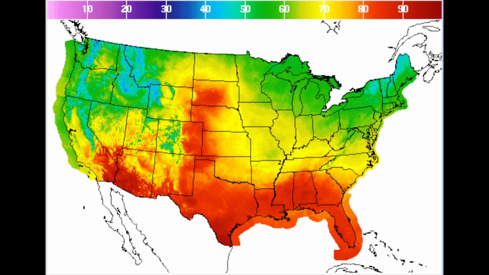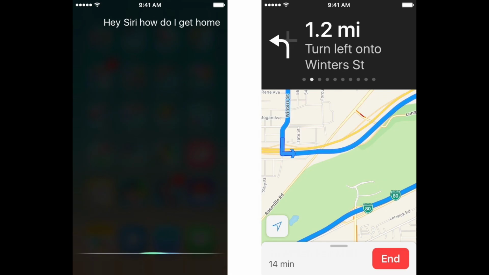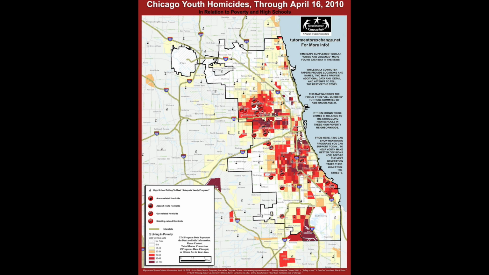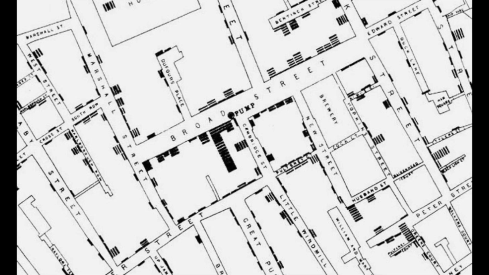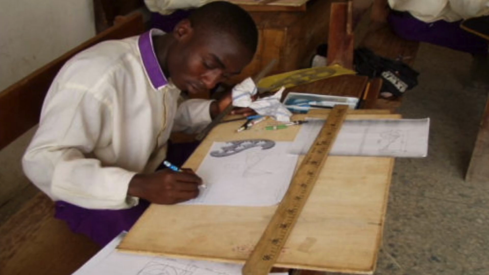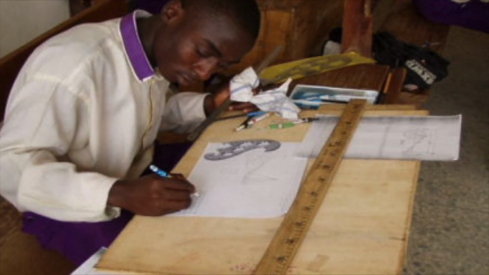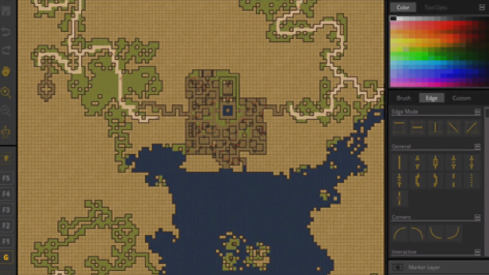We use GIS in our daily life, like when we are watching weather patterns, mapping an animal's day range of travel, directions, examining criminal activity in a given area, following the spread of a disease. GIS is a type of cartography, or the art of map making. A cartographer is someone who creates maps, whether it is by hand or by remote sensing imagery.